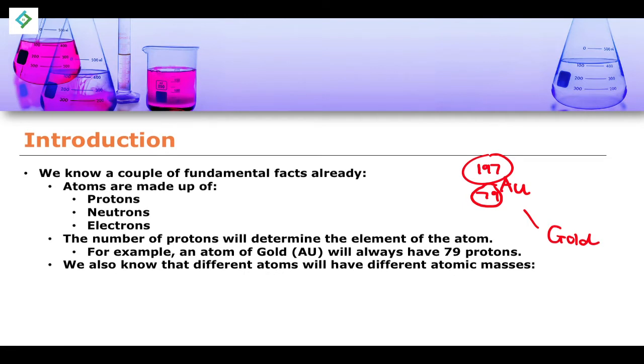But we also know from this information that different atoms will have a different atomic mass. This is an example of gold, but we can also write, for example, this element down here, Na. This is sodium, and this has an atomic number of 11, and it has a mass number of 23. So these two are different elements because they have different numbers of protons. One has 79 and one has 11. But they also have different masses. One has 197 mass and one has 23 mass.